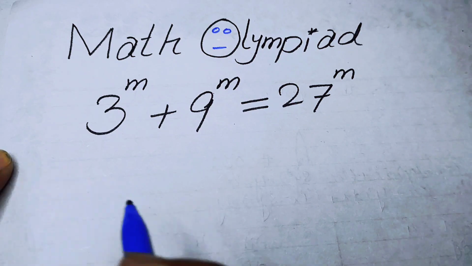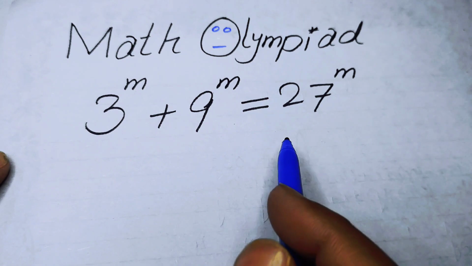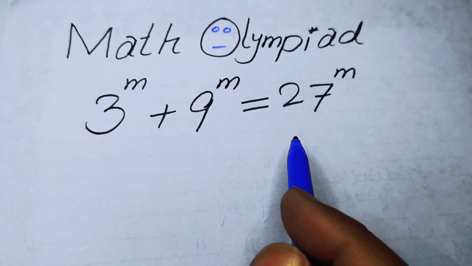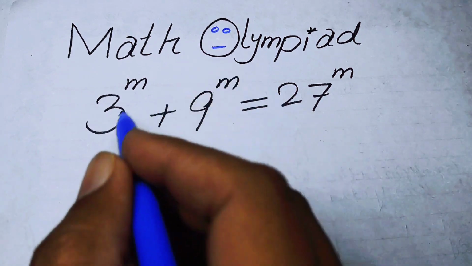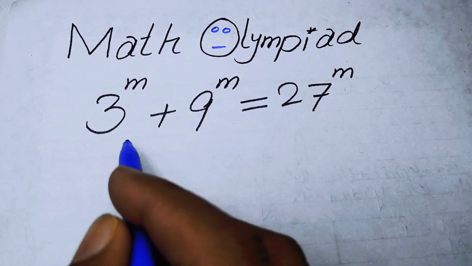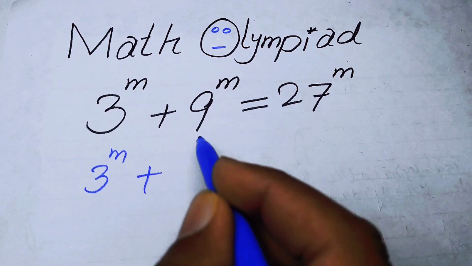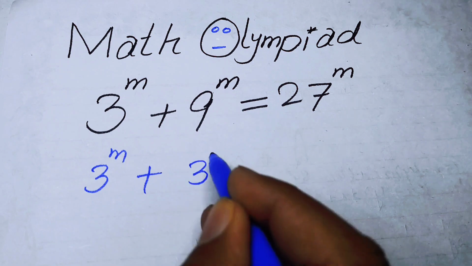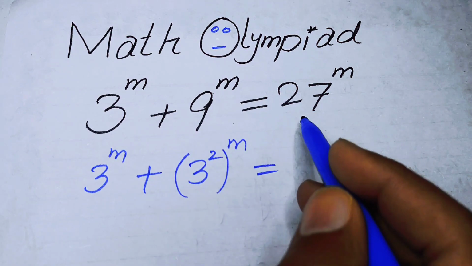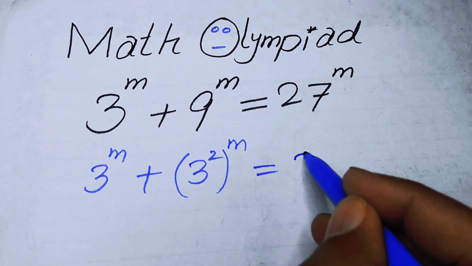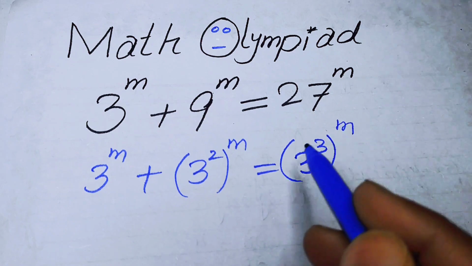Hello everyone, how to solve 3 to the power of m plus 9 to the power of m is equal to 27 to the power of m. So the very first step we are going to do is here you have 3 to the power of m plus 9 to the power of m, and we will write it as 3 to the power of m, plus we can write 9 as 3 squared to the power of m is equal to, here we have 27 and we can write it as 3 to the power of 3 and whole power m.